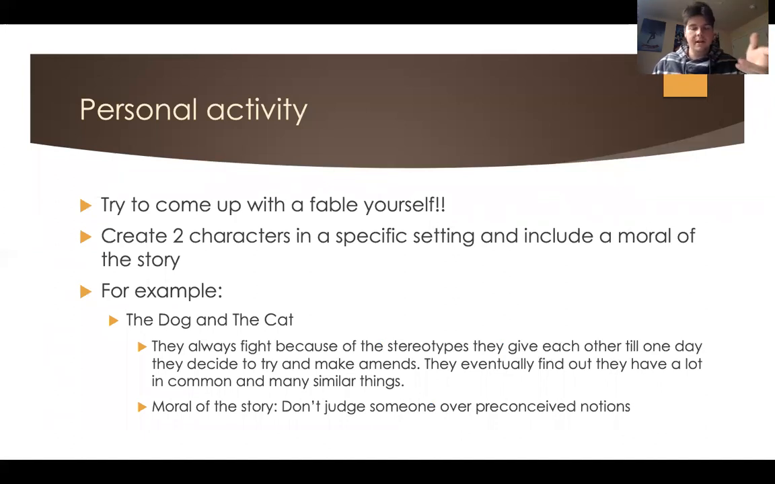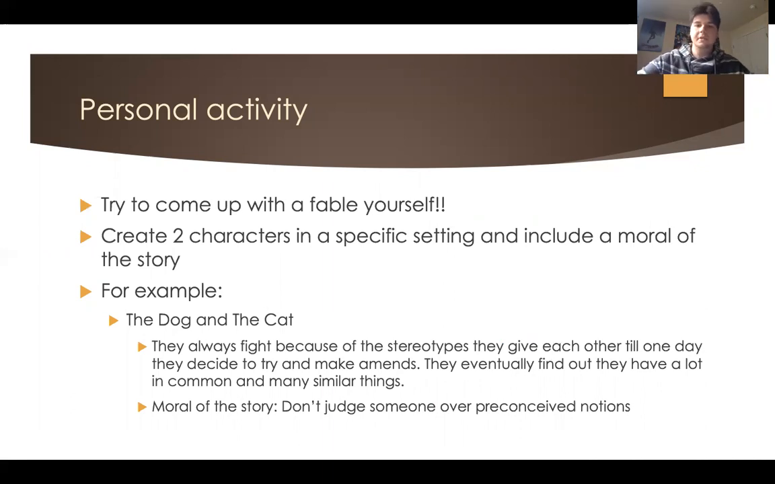My example, which I came up with in a couple of minutes, was the dog and the cat, and they always fight because there's stereotypes about them that they give each other, till they decide to stop fighting and try to make amends, and they eventually find out that they have a lot in common and like many similar things, sorry. And the moral of the story is don't judge someone over preconceived notions and get to know them.